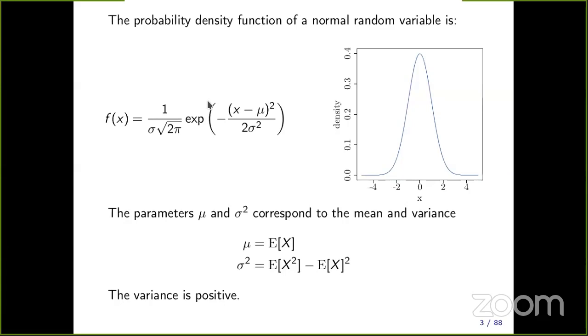If you look at it more mathematically, the PDF is the exponent of something that is quadratic. We don't have to worry too much about the factor in front here, because this factor just ensures that the function integrates to 1. A univariate normal random variable has 2 parameters: the mean mu, which corresponds to the expectation of the variable, and the variance sigma squared. The mean can be any real value, and the variance has to be a positive number.